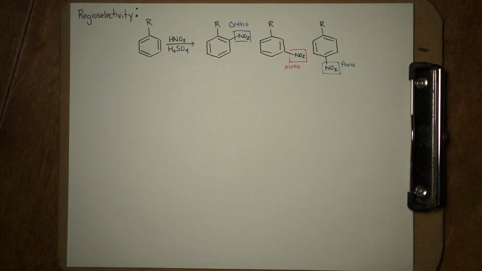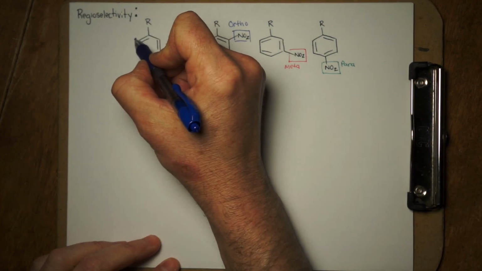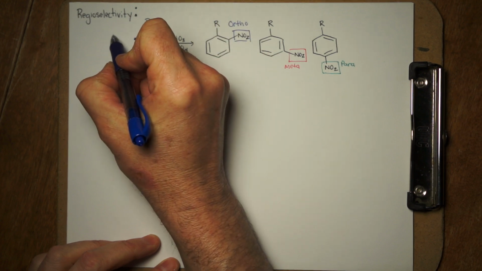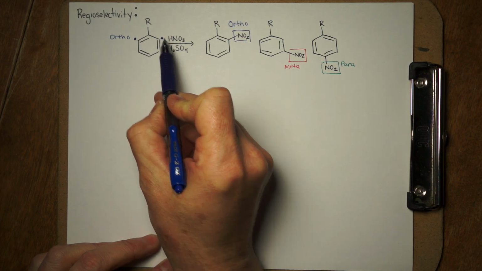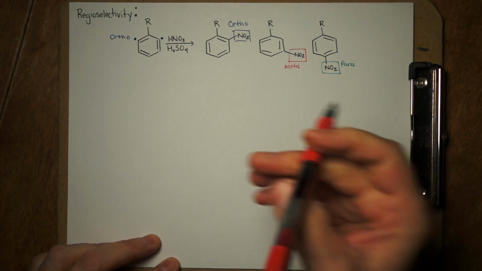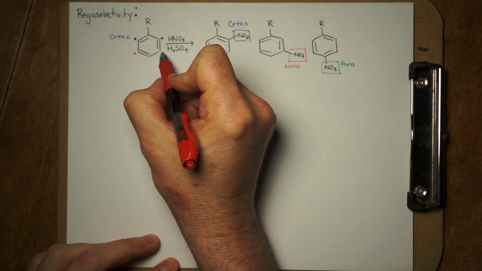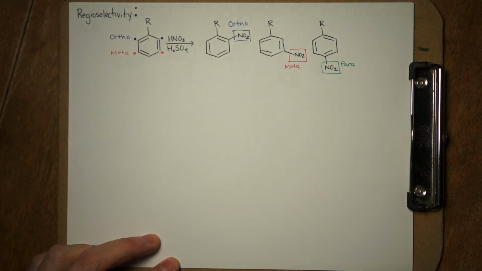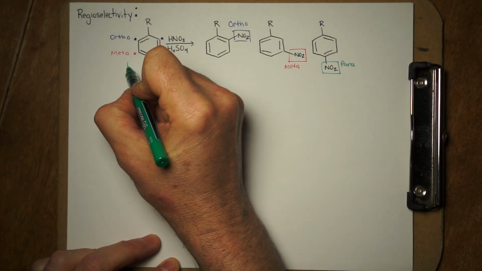We can also look at these positions on the starting material and see that there are actually 2 different ortho positions here and here. There are 2 different meta positions. And then obviously there's just 1 para position.